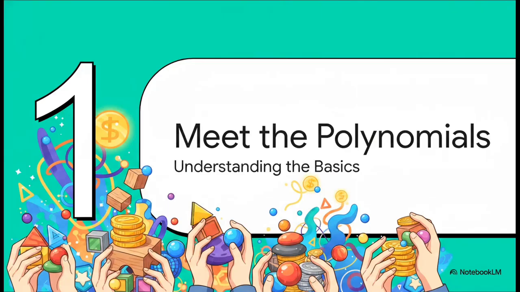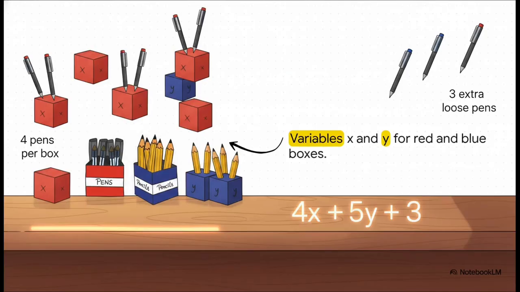All right, section 1. Let's officially meet the polynomials. Imagine you're walking into a stationery shop. You see a bunch of red boxes, and you know each one has exactly 4 pens inside. You also see some blue boxes, and each of those holds 5 pencils. Now, if you aren't sure exactly how many of these boxes you're going to end up buying, you can just use letters to stand in for those unknown quantities. We call those variables.